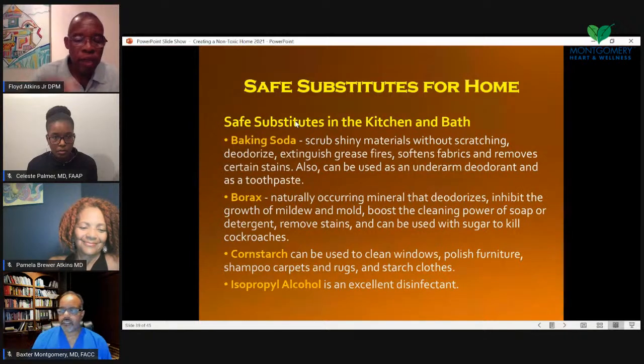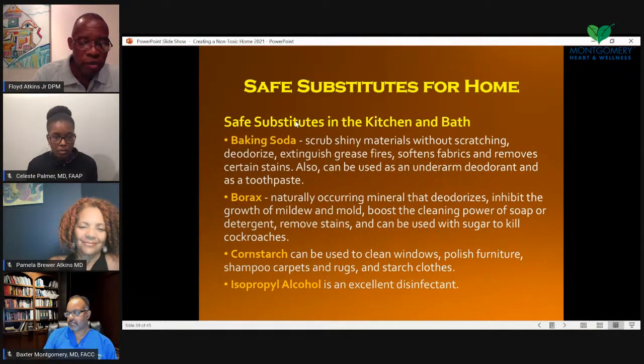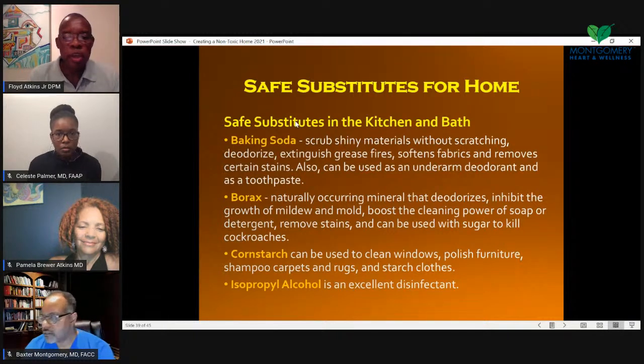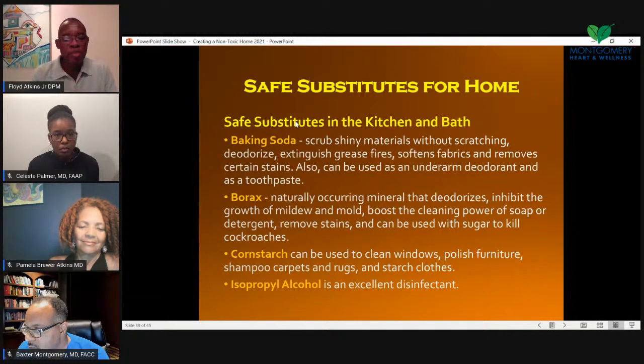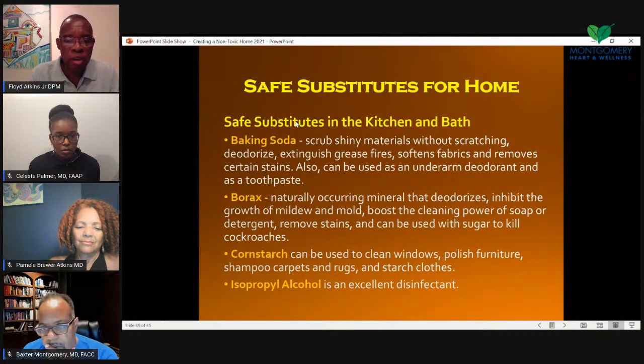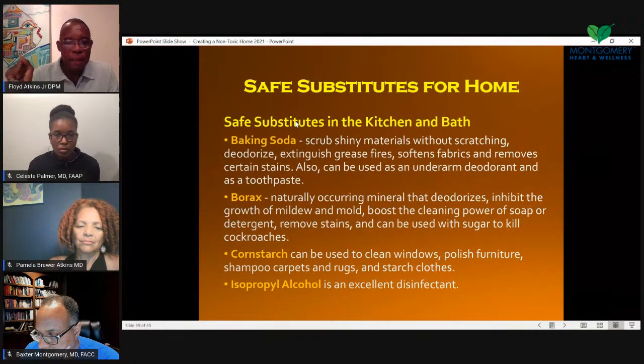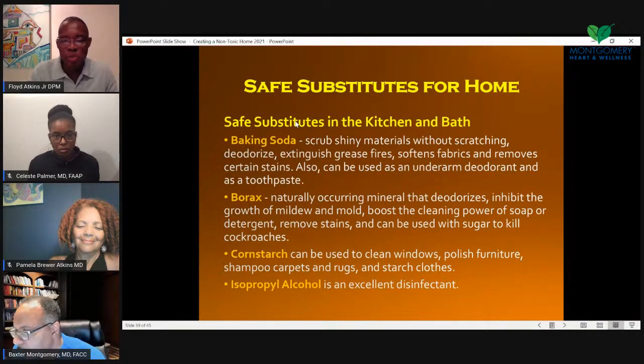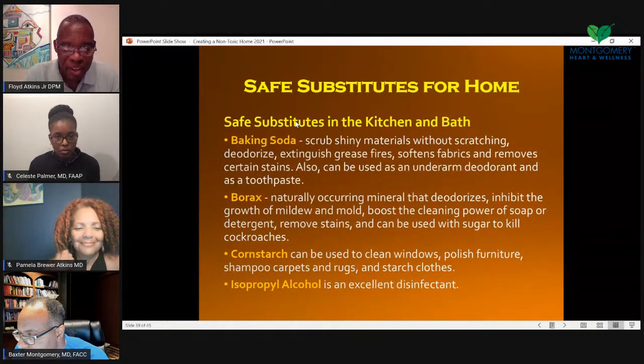What I want to share is the kind of things you will find on the websites, for the audience to look at, when they talk about substitutes for kitchen and bath: baking soda, borax, cornstarch, using isopropyl alcohol as a disinfectant. Baking soda you can use as a scouring agent. It deodorizes. You can put out grease fires with it. You can use it to remove stains. And we grew up using it as an underarm deodorant or even as a toothpaste, with moderation.